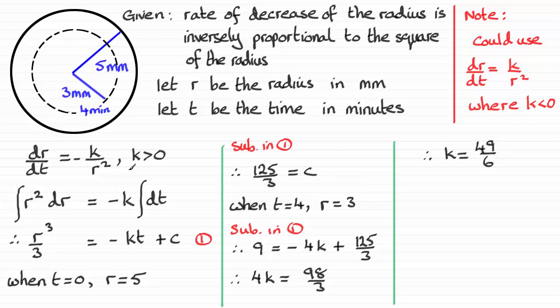And so all I've got to do now is just substitute this value of k back into 1. And if I do that, I'm going to get r cubed over 3 is equal to minus kt. We know that k is 49 over 6, so it's minus 49 over 6 times t plus the constant c, which was 125 thirds. And there's an equation that relates the radius r to the time t.